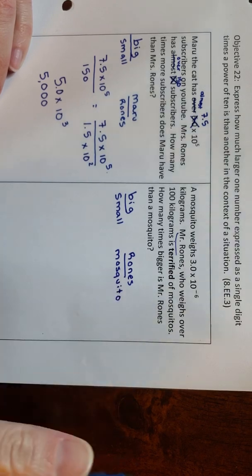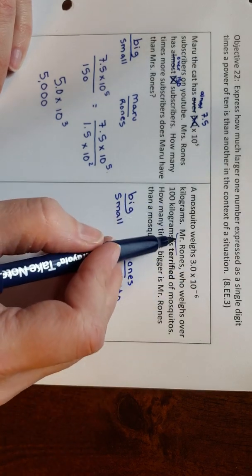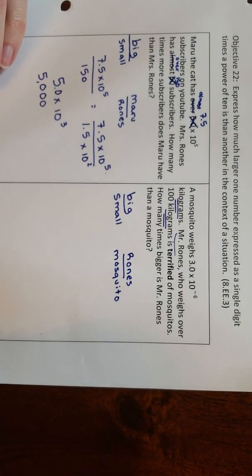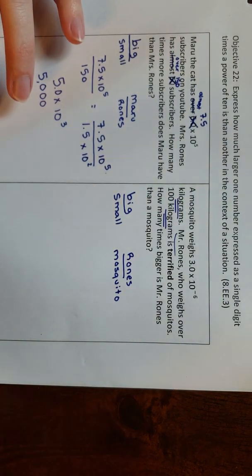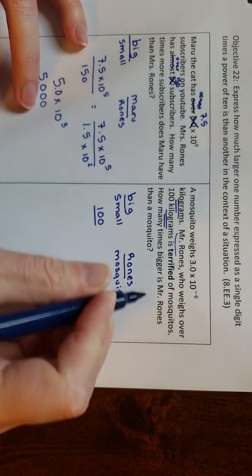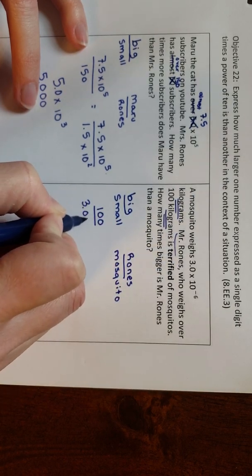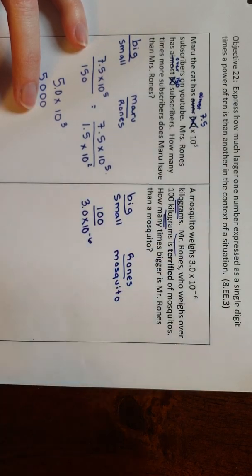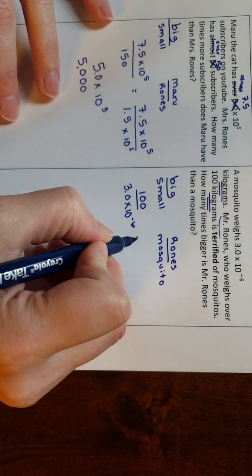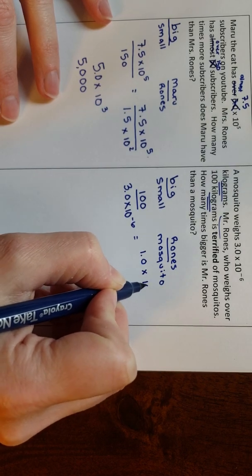Okay, and now we can set it up by putting the corresponding numbers in their places. So this works because they're both in kilograms. If they were not both in kilograms, we would have to adjust this. But lucky for us, it's in kilograms for both. So here's Mr. Rones, and the mosquito is here. Okay. Now remember, the rule is that both numbers need to be in scientific notation. So this is the same as 1.0 times 10 squared.